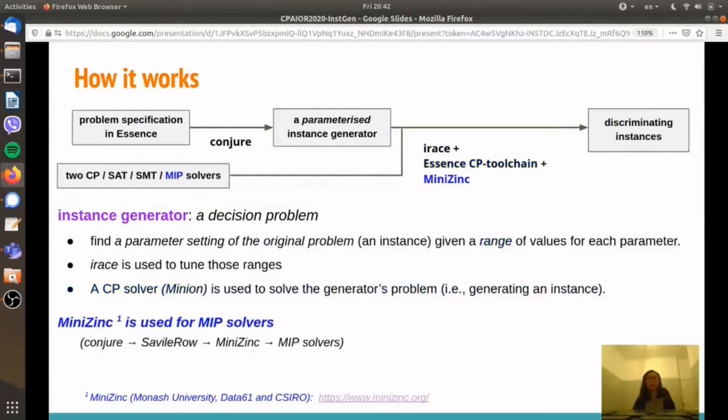One issue is that currently our Essence toolchain doesn't support MIP solvers, so here we use MiniZinc to run Cplex. So the flow would be, we use our toolchain to generate MiniZinc input, and then we will use MiniZinc to generate the input required by Cplex.